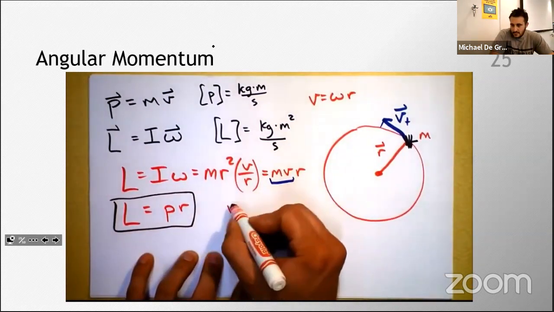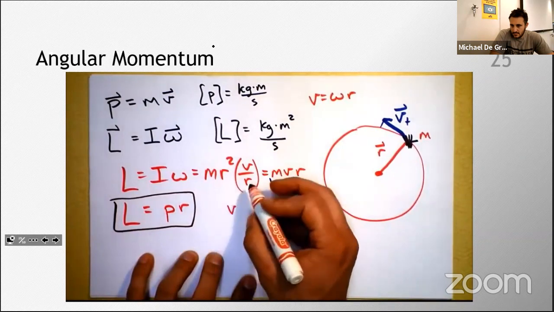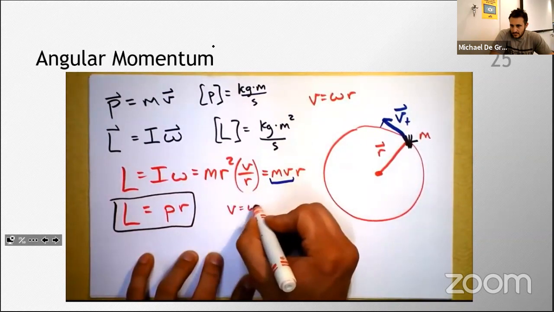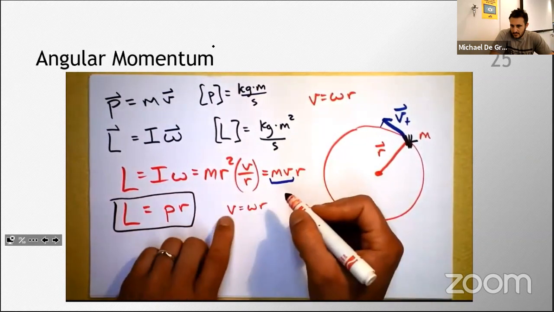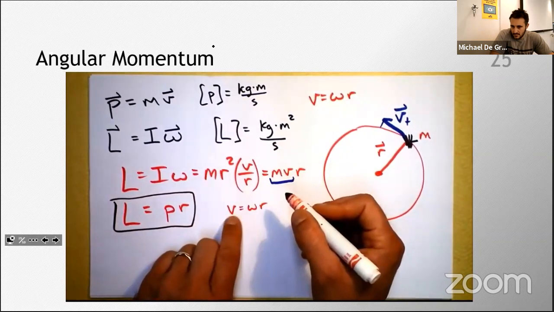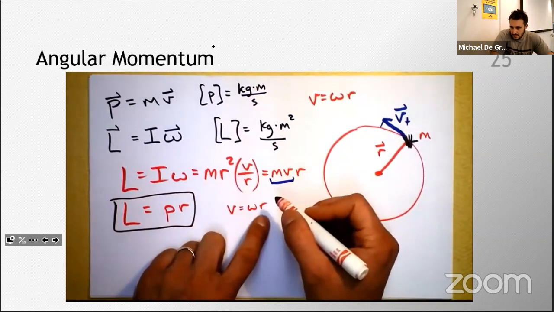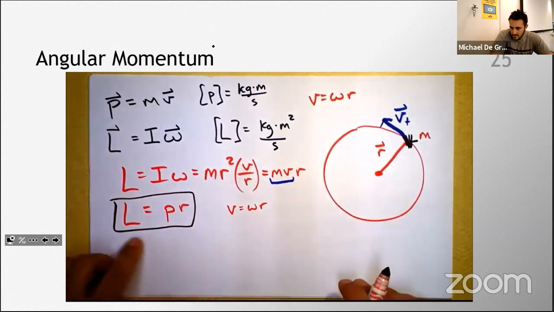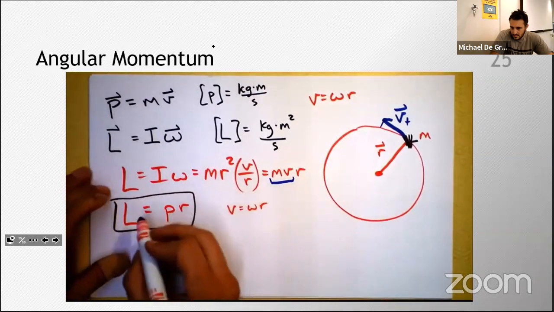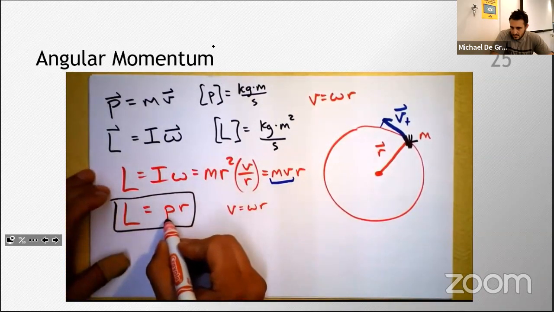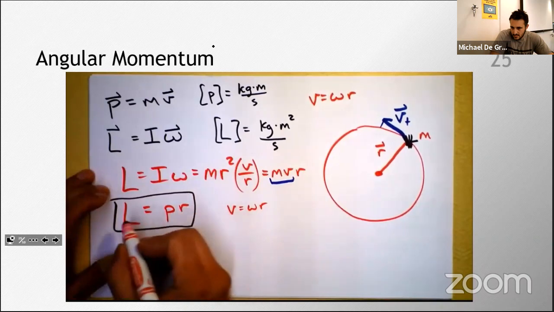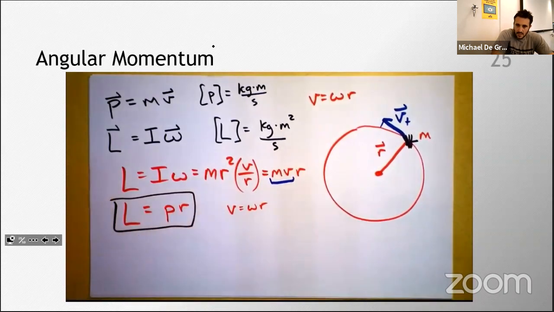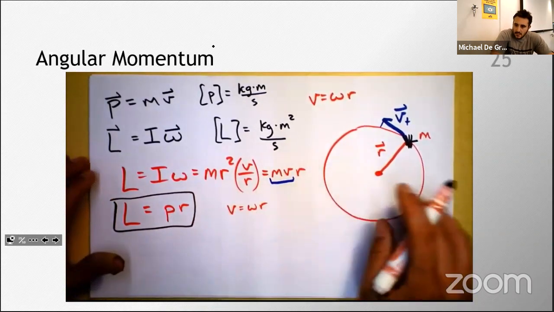We get, let's see, v is omega times r. That's getting something linear out of something angular. This one is a little bit different. We're taking the regular momentum and multiplying it by r to get the angular momentum. That is what it is because we've just derived it right there.